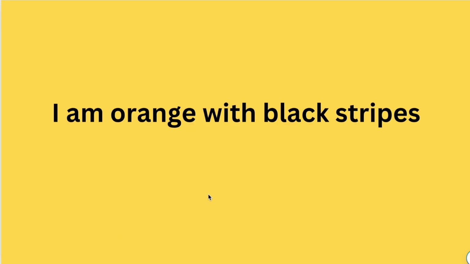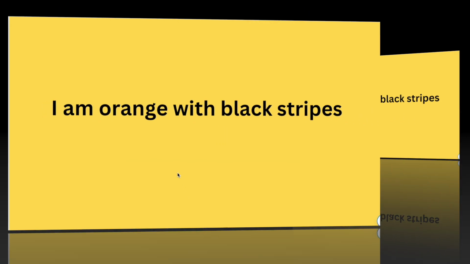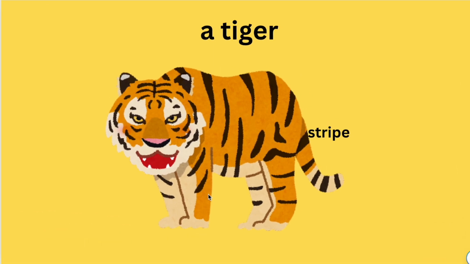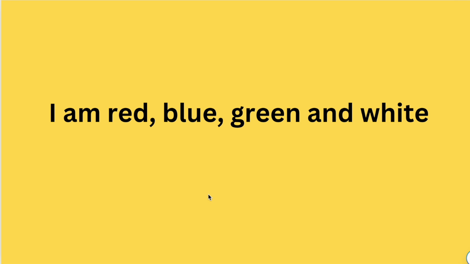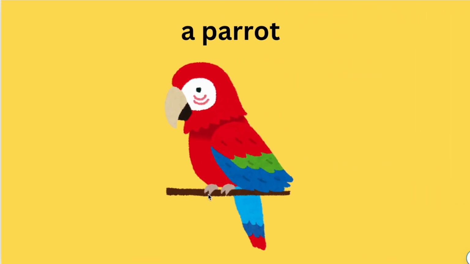I'm orange with black stripes. A tiger. A stripe. I'm red, blue, green, and white. A parrot.